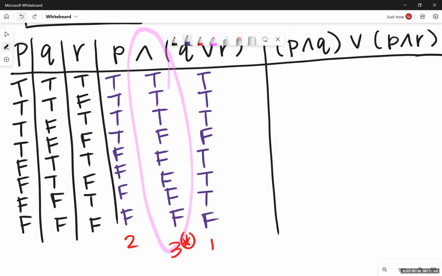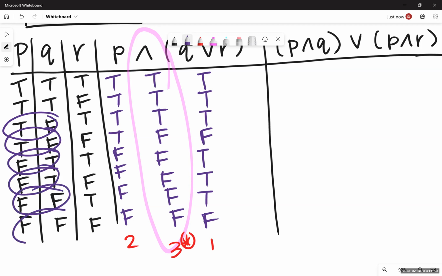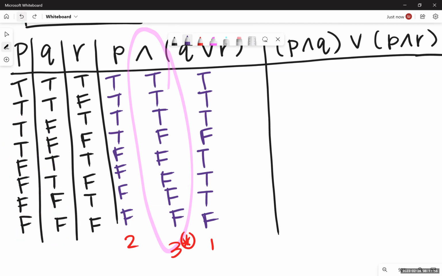They both need to be true in order to get true. And so third case, fourth case, fifth, sixth, seventh, and eighth, those are all going to be falses, right? And that is just for the first part of the statement. But is T and T true?